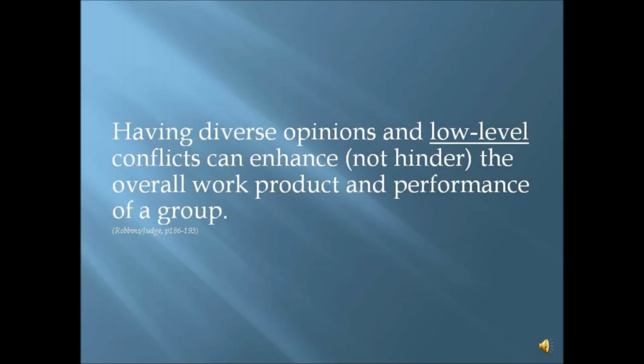Our third and final key takeaway comes from Chapter 13 and states: diverse opinions and low-level conflicts can enhance rather than hinder the overall work product and performance of a group. So, before we continue, let's understand what conflict is. Conflict is a process that begins when one party perceives another party has or is about to negatively affect something the first party cares about.